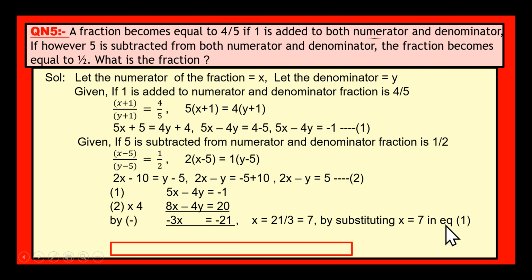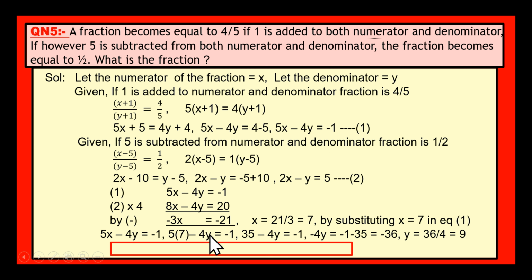By substituting x is equal to 7 in equation 1, that means 5x minus 4y is minus 1. Here the x value is 7. Therefore 5 into 7 minus 4y is minus 1. 5 sevens, 35, minus 4y is minus 1, or minus 4y is equal to minus 1 minus 35. What is minus 1 minus 35? Yes, minus 36. And minus 4y is minus 36, and plus 4y is plus 36, and y is equal to 36 by 4. 4 into 9 is 36, so y is 9.